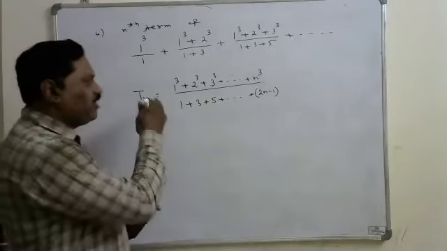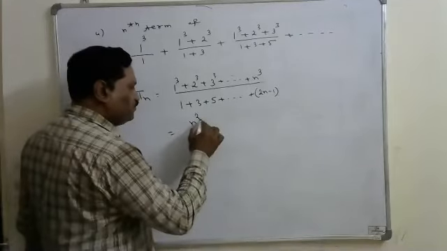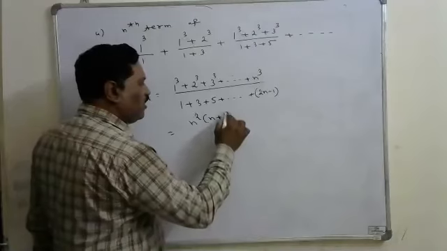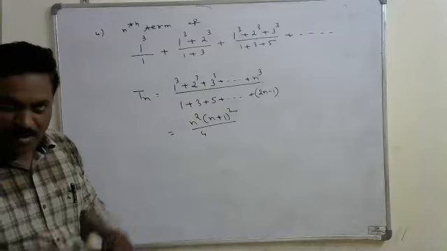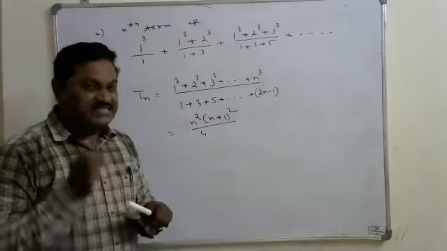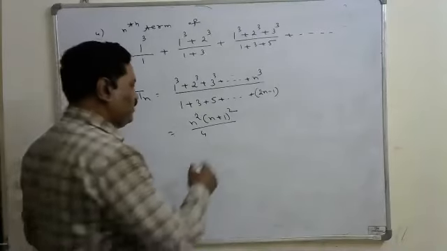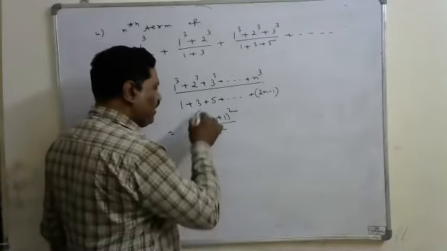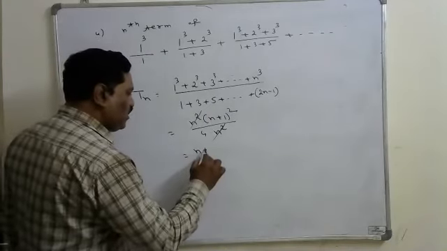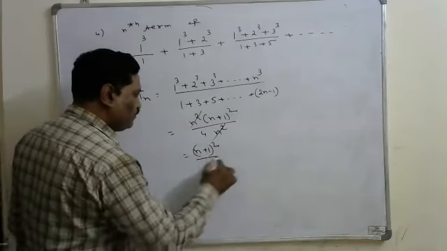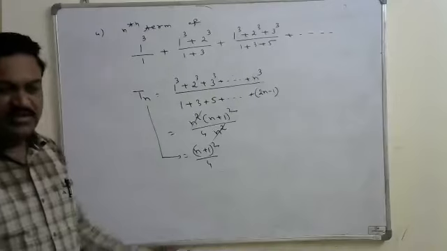Then we know the formula for both of them. The sum of the first n cubes is n square into n plus 1 whole square by 4. That is the formula for the numerator, upon. We know the formula for the sum of the first n odd natural numbers, which is n square. So n square and n square get cancelled, therefore the answer is n plus 1 whole square by 4. So this is the nth term of that particular sequence. Okay, so take the problem.